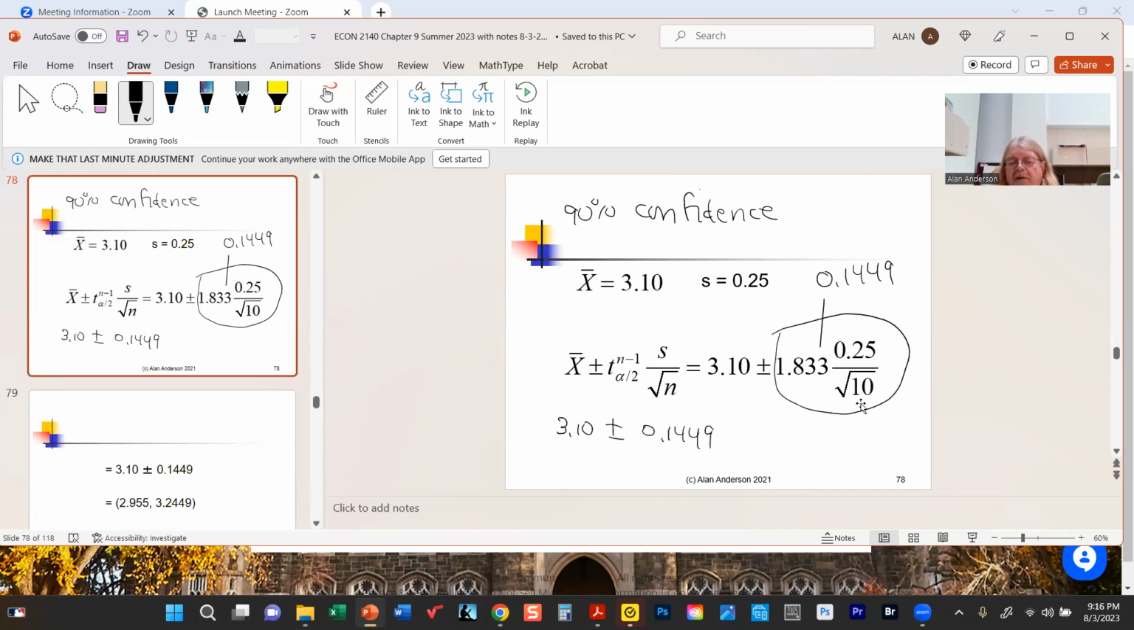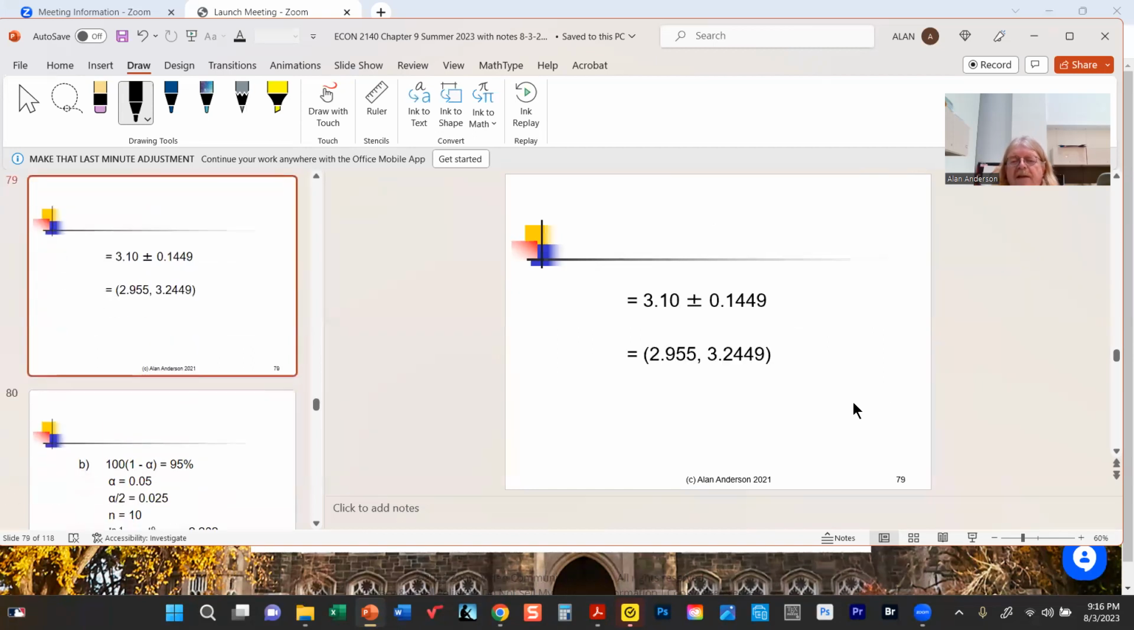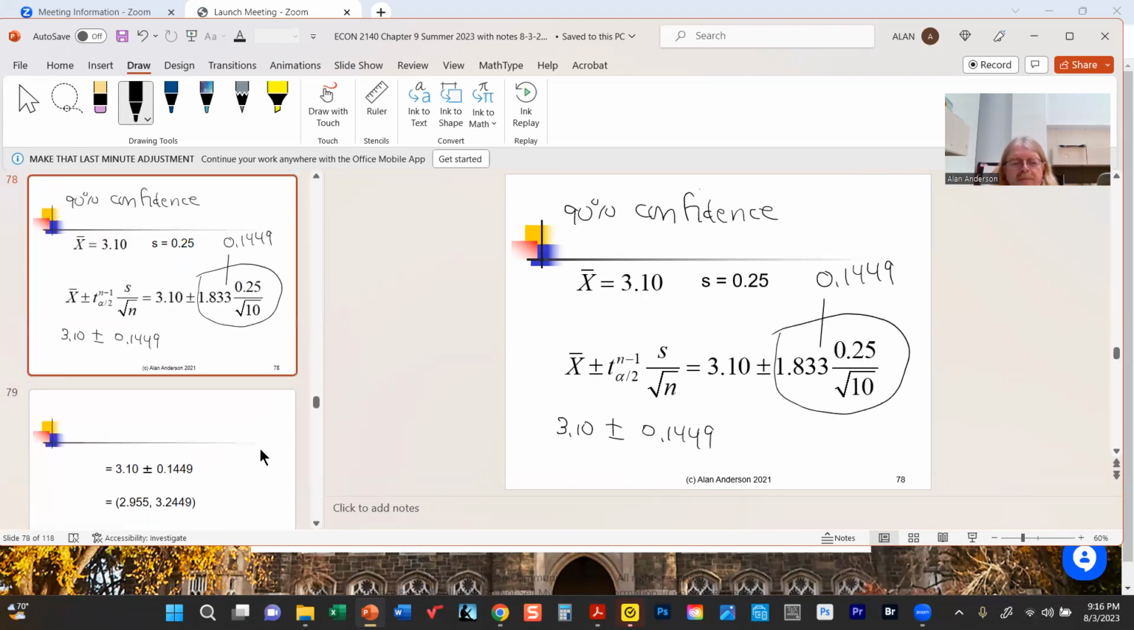And then you just do the calculations, add and subtract, and this is your 90% confidence interval. Oh, I see. Okay, that's not so bad. And now you can guess what's coming next. With 95%, we're only going to choose a different t-score to reflect the fact that there's a higher level of confidence, which means we need to include more values in our confidence interval.